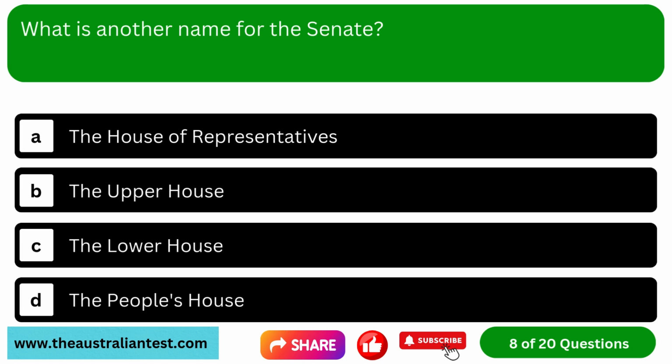Question 8. What is another name for the Senate? Option A, the House of Representatives. Option B, the upper house. Option C, the lower house. Option D, the people's house.